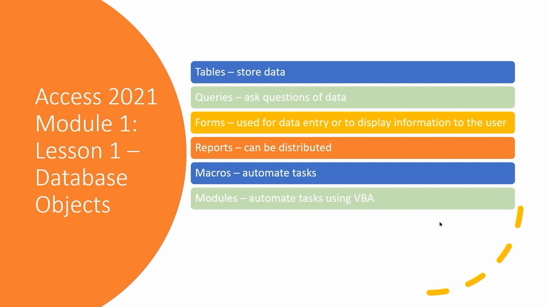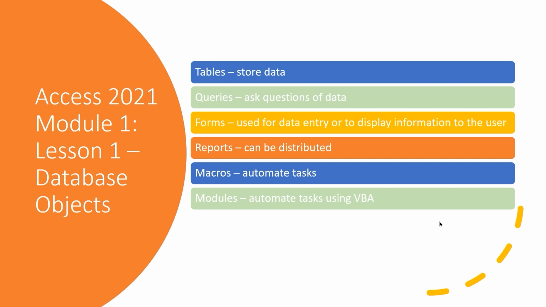Forms can be used for multiple purposes in Access. They can be used for data entry or to display information to the user. And as we go through the course, you'll see that there are specialized forms that are often used in Access. Reports can be distributed. An example of that would be maybe you have upper management that don't use Access, but they want reporting on the data in a variety of ways from the database. So those reports can be distributed in a number of ways.